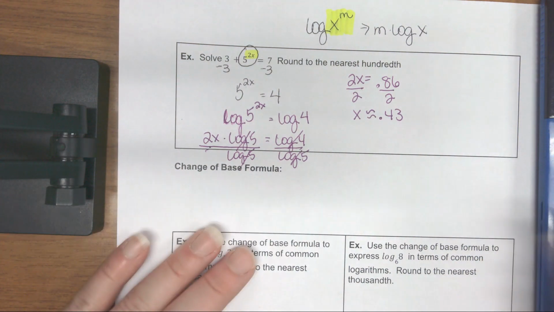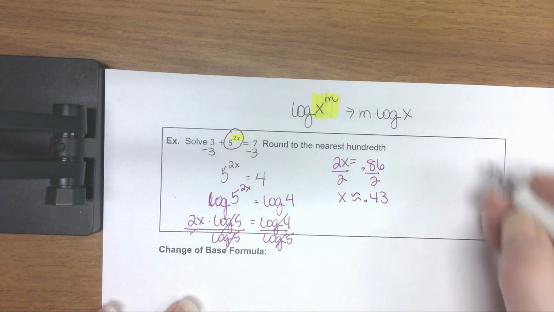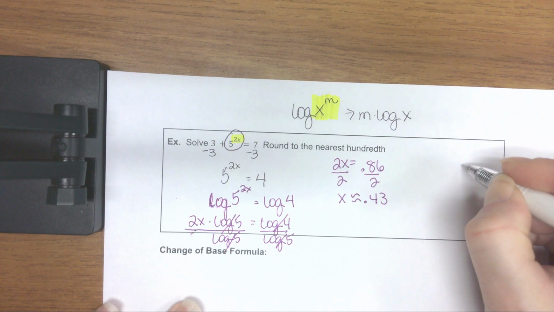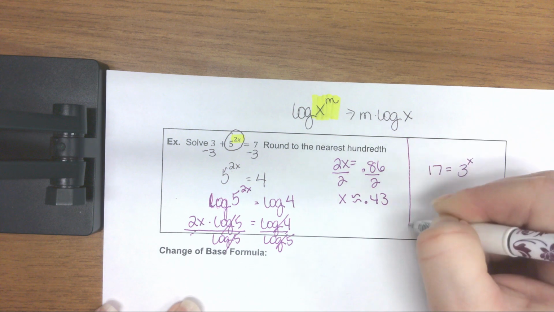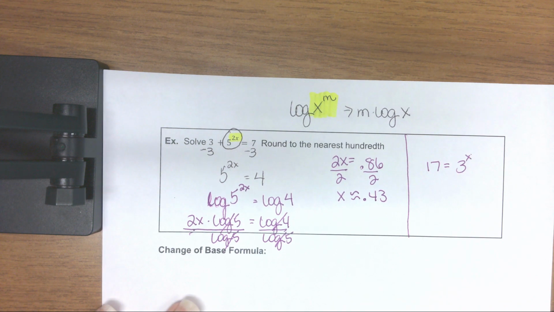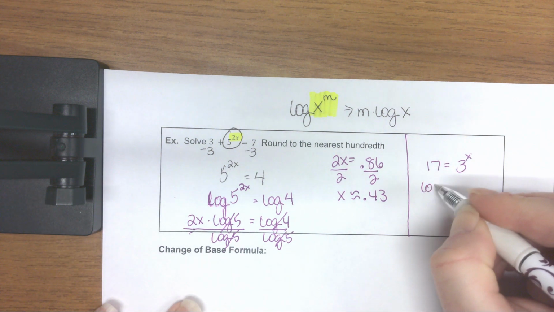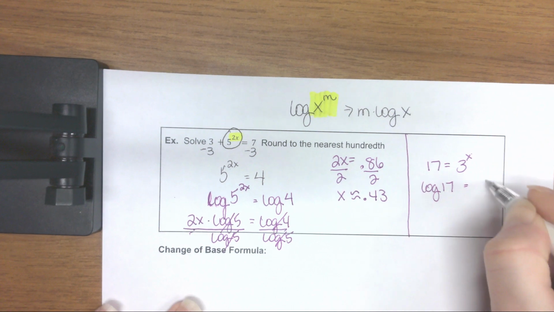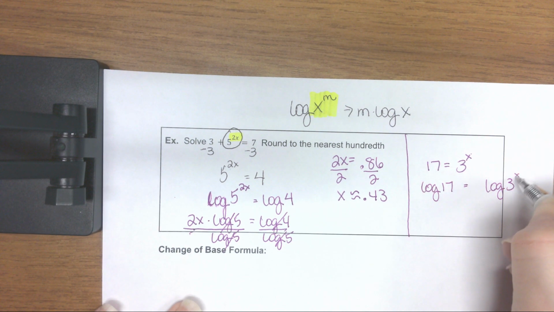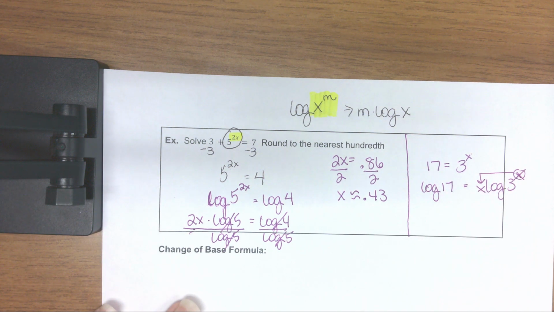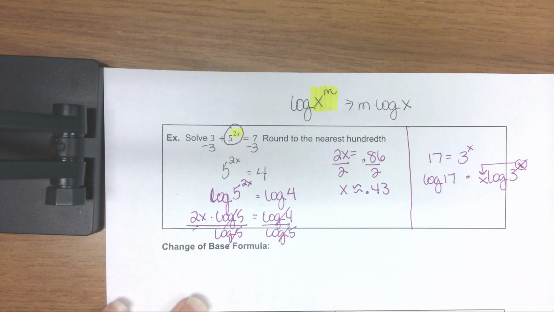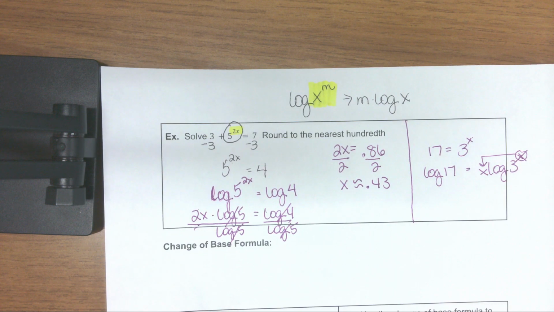Like for instance, if I had gotten this, 3 to the x equals 17. I'm just showing. I remember I'm trying to solve for x, so I take the log of both sides. I take the log of 3 to the x, that x is going to come down to the front. So this time to get x alone, I would divide by log 3. Yep, so whatever the side of x is, that's the side you're trying to isolate.